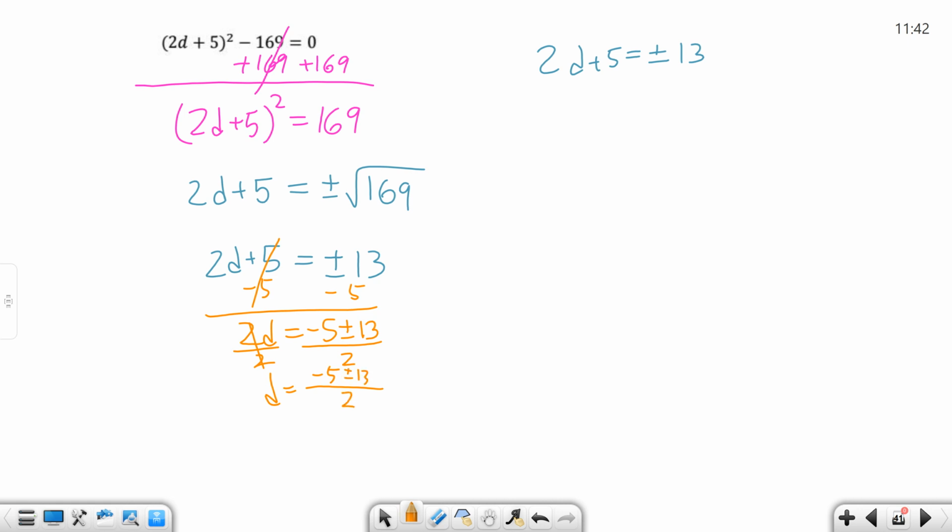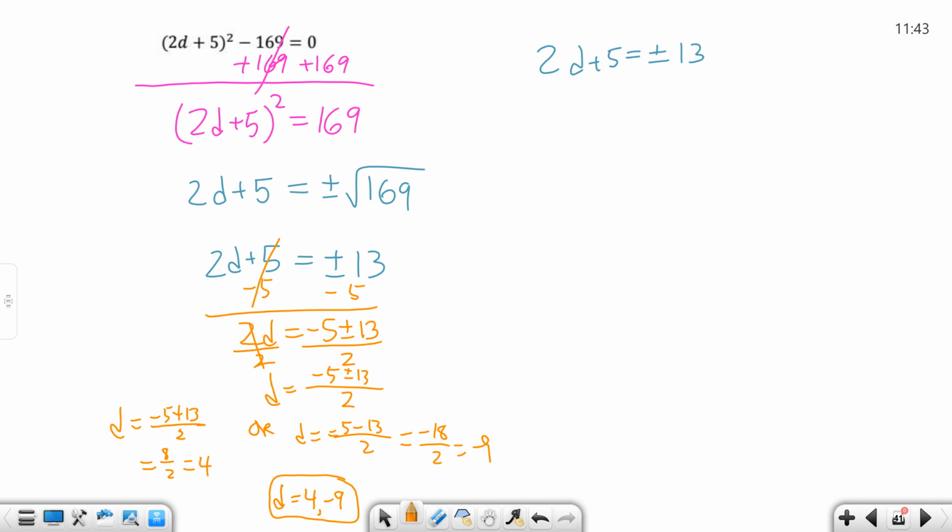But you can't leave it like that because you can combine those numerators if you knew. So you'd say d equals negative 5 plus 13 over 2, or d equals what? Negative 5 minus 13 over 2. So this is going to be a positive 8 over 2, which is 4. And this one's going to be a negative 18 over 2, which is negative 9, right? So 4 and negative 9. So d equals 4 and negative 9 are your two answers there. D equals 4 and negative 9.